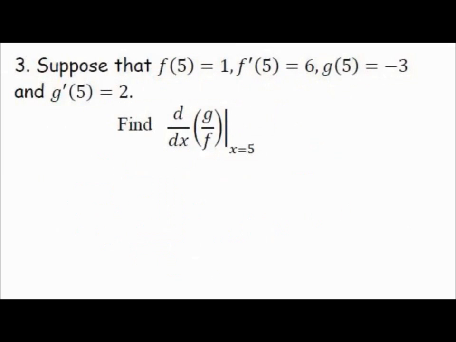Alright, number 3, suppose that f of 5 is equal to 1, f prime of 5 is equal to 6, g of 5 is equal to negative 3, and g prime of 5 is equal to 2, and we're evaluating at x equals 5. That's what all these 5's mean, guys. This x equals 5 is these things right here, 5, 5, 5, 5. So we don't have to worry about plugging in. They actually give us the value. So we have no variables to work with. We just need to find the relationship.